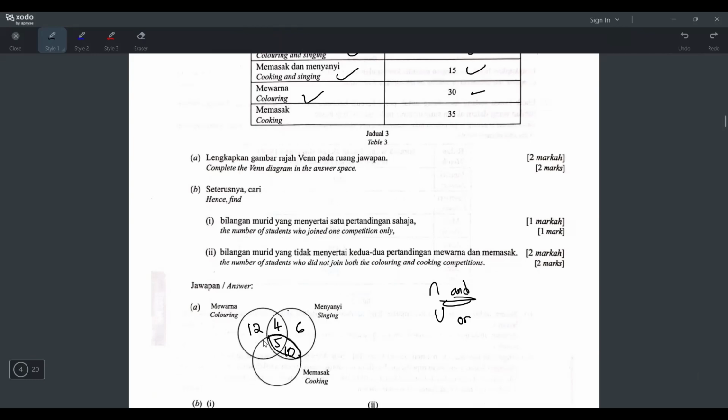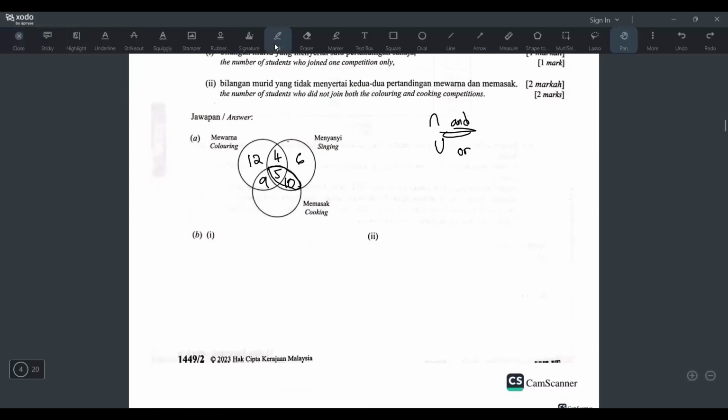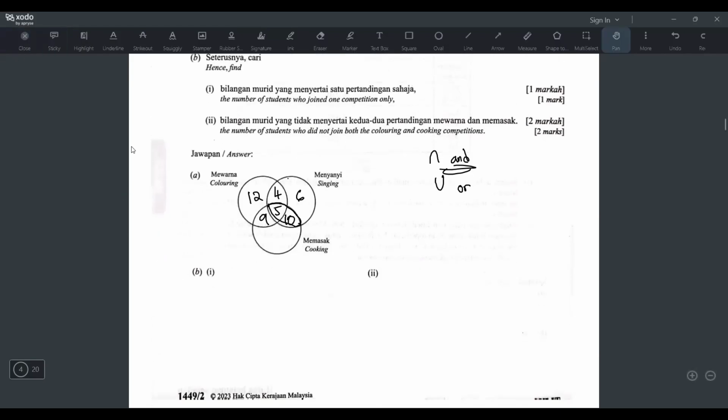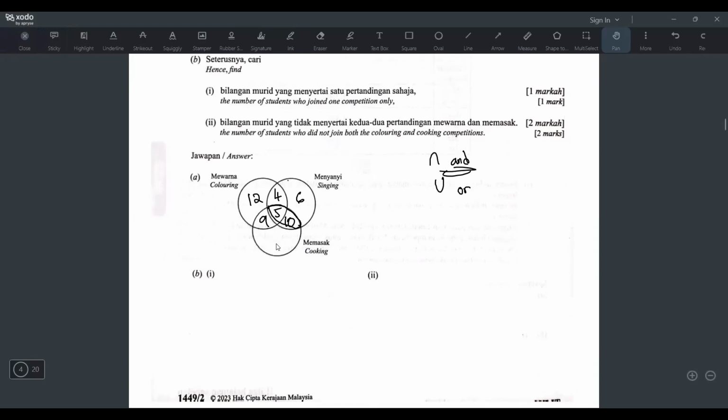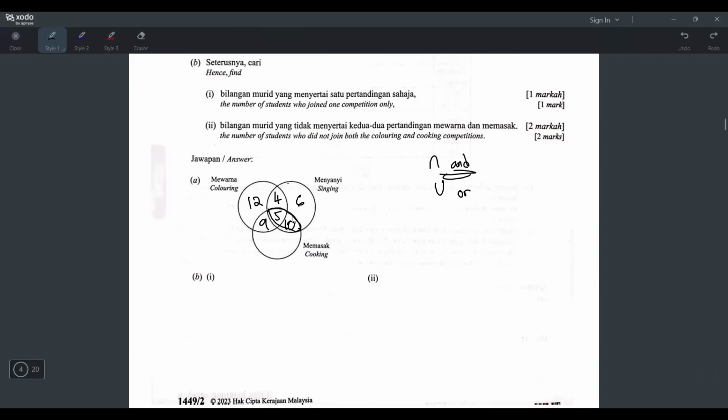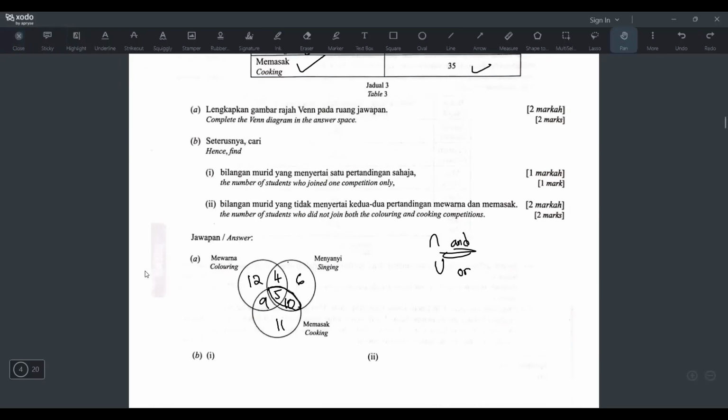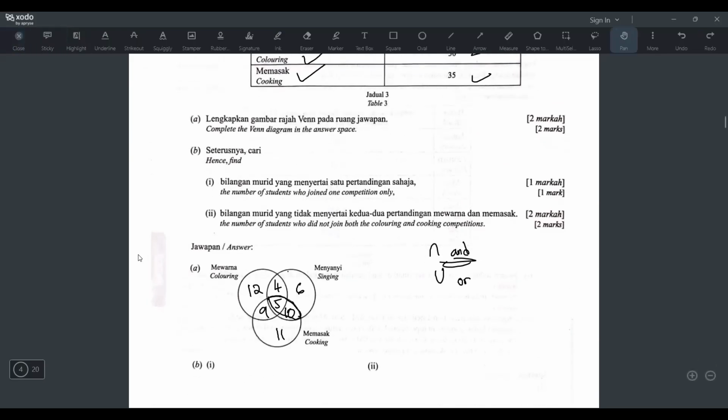Okay. Okay, for the last one, cooking is 35. Okay. But you cannot write 35 like this. Cannot. Okay. Because if you write like this, then okay, kalau dia cakap cooking only, then baru you boleh tulis dekat sini. Terus tulis macam ni. Tapi kalau dia kata cooking is actually sini tambah sini tambah sini tambah sini. So you have to tekan calculator also lah. 35 minus 5 minus 9 minus 10 and you get 11. Okay. Okay, so that is the answer for A.